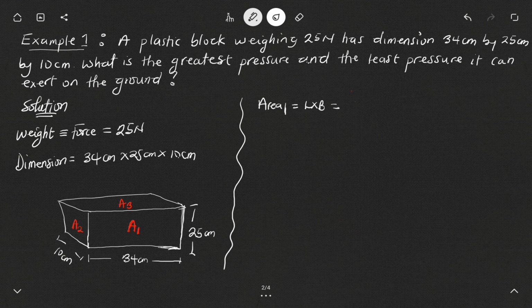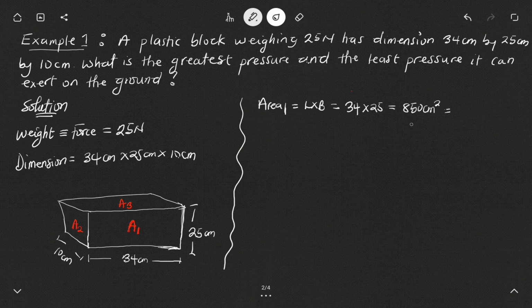If we look at area 1, we are dealing with the length, which is 34 centimeters, multiplied by the breadth or the height, which is 25 centimeters. So we have 34 multiplied by 25, which gives us 850 centimeters squared. Now remember, we said that the area is supposed to be in meters. So if you like, you can convert the 34 centimeters and the 25 centimeters to meters first before you do the multiplication, and then you get your answer.